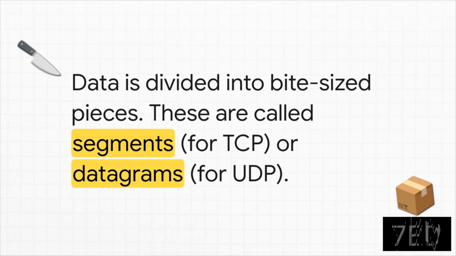Oh, and no matter which protocol gets chosen, the transport layer also acts like a chef. It takes your big chunk of data and chops it up into smaller, much more manageable pieces. If we're using TCP, we call them segments. If it's UDP, they're called datagrams. It just makes everything easier to send.